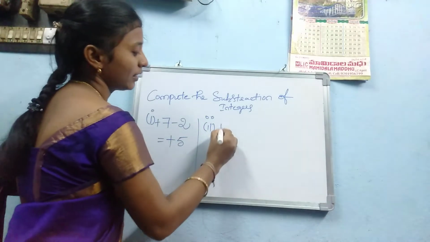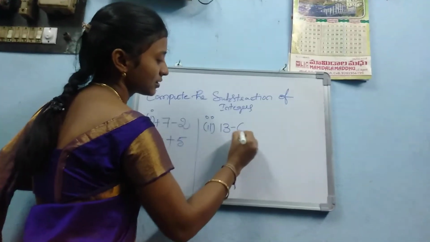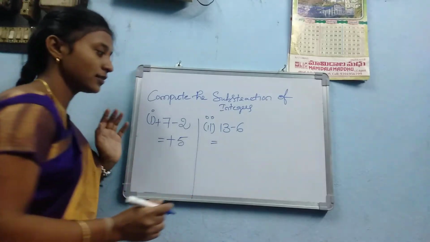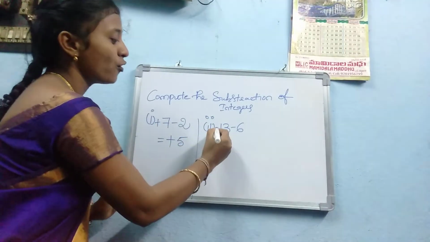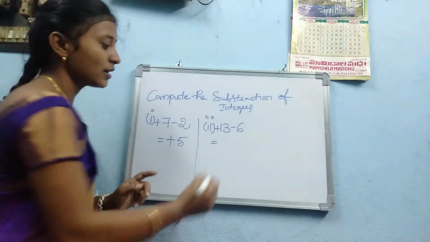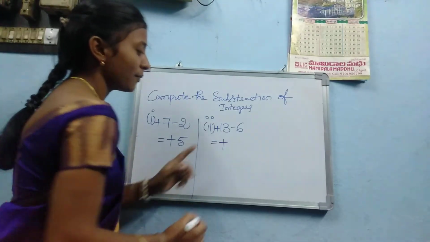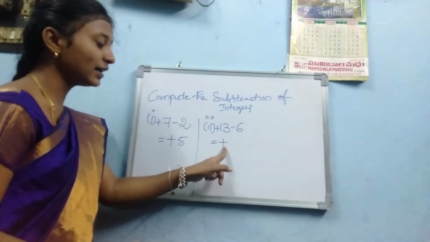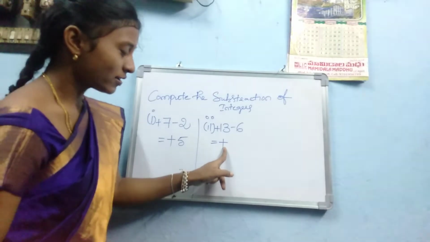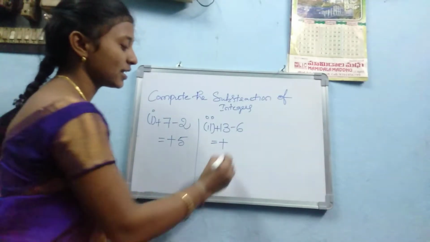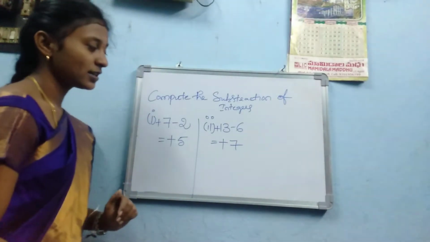Next, 13 minus 6. 13 has the positive symbol. So the biggest number has the positive symbol, so we write plus in front of the answer. 13 minus 6, we get the answer 7.